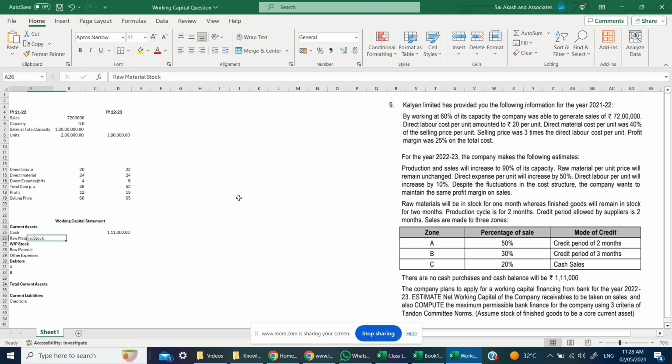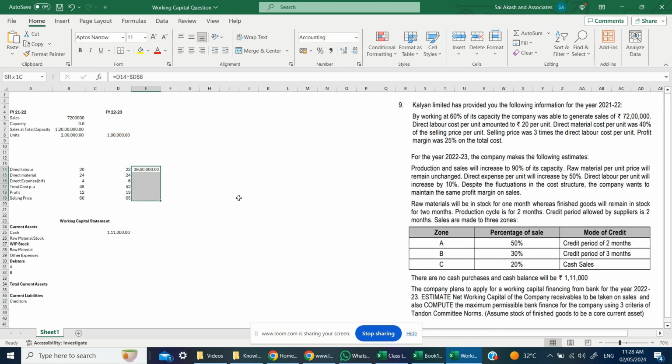Next, coming to raw material stock. What is the policy? Raw materials will be in stock for 1 month. So what is my total? This was cost per unit. I'll take it for total capacity. So in the cost sheet, I'm doing it for the total capacity of 1,80,000 units.